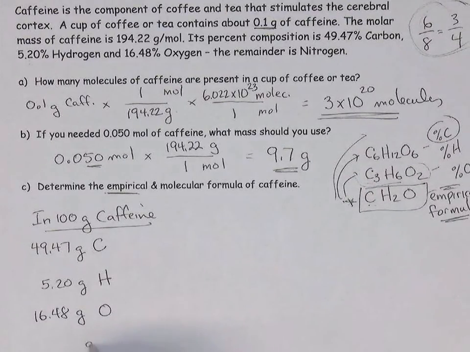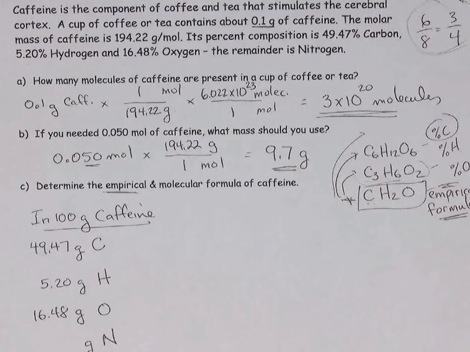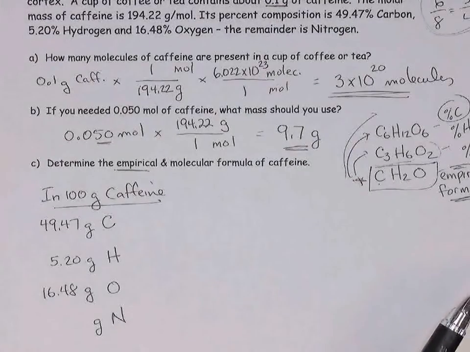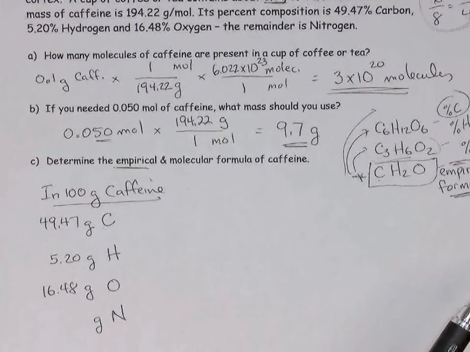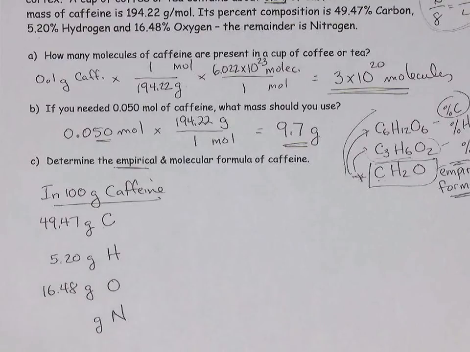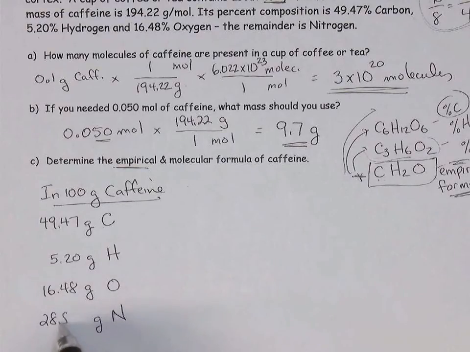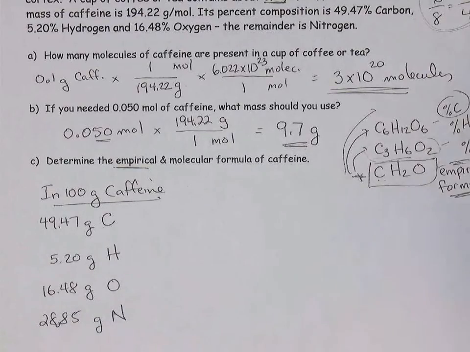Now it said there was also nitrogen. How am I going to figure that out? Well, the total was 100 grams, or 100% if you want, so these numbers have to add up to 100. So if we just take 100 and subtract these numbers, we'll get the mass of nitrogen. So 100 take away 49.47, take away 5.2, take away 16.48, there's 28.85 grams of nitrogen in that 100 gram sample.